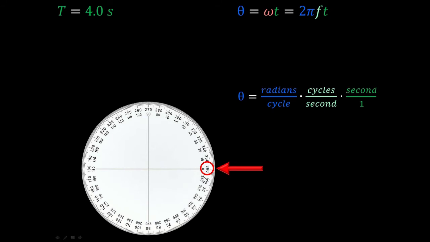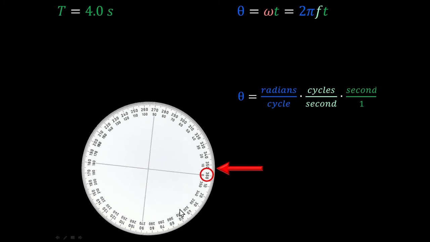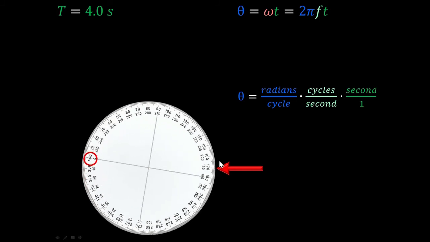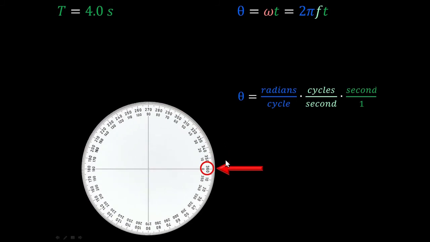Let's say that this thing is rotating at some angular velocity, but the period of it is 4 seconds. It takes 4 seconds to go all the way around. If that's its period, well, its frequency is going to be the reciprocal of that. Now this thing's going to be going at the same angular velocity, but we want to figure out at what angle it will be after 2.8 seconds.